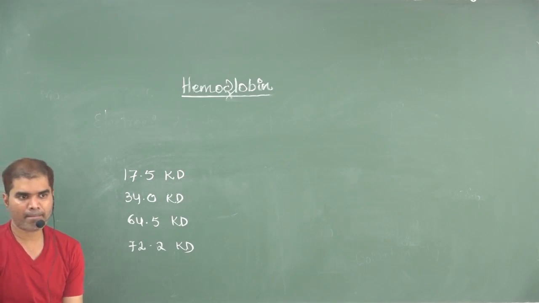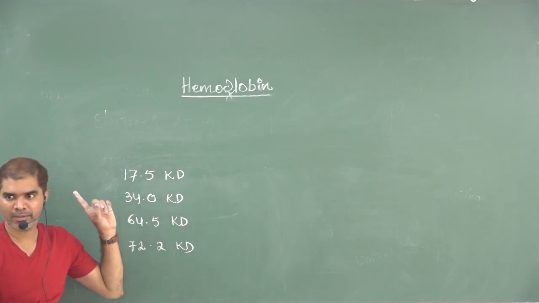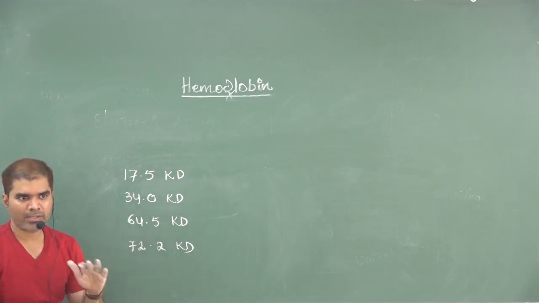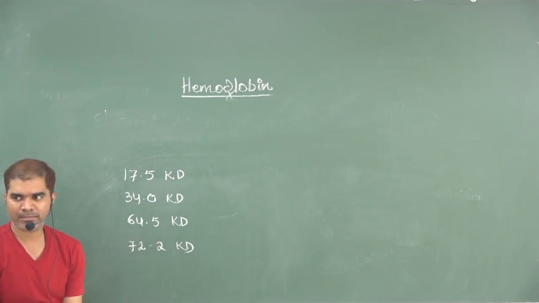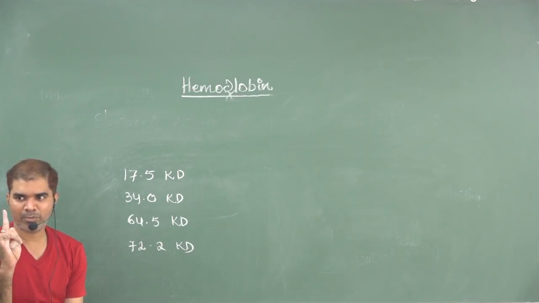Any answer? 17 is for myoglobin. I have given you a hint. Anywhere around 17 is for myoglobin. So how much could be for hemoglobin? Myoglobin is a monomer. Hemoglobin is a tetramer. So if myoglobin is around 17, how much will be hemoglobin? C.